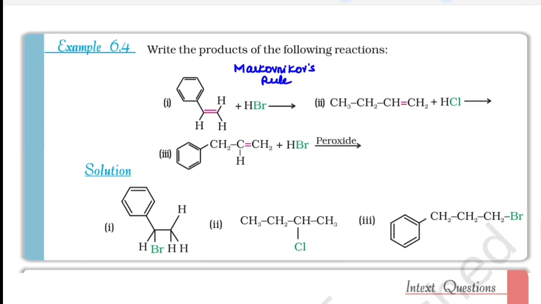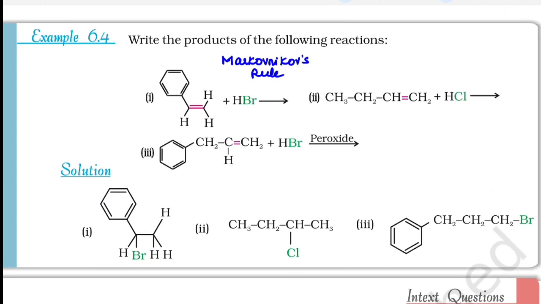Next we will see examples. Write the product of the following reactions. First one: here you can see a compound is given. It is treated with HBr. Whenever HBr is there and there is a double bond, you have to use Markovnikov's rule. So you have to break this double bond. When you are breaking this double bond, hydrogen should be added to one carbon atom and bromine should be added to another carbon atom of the double bond.